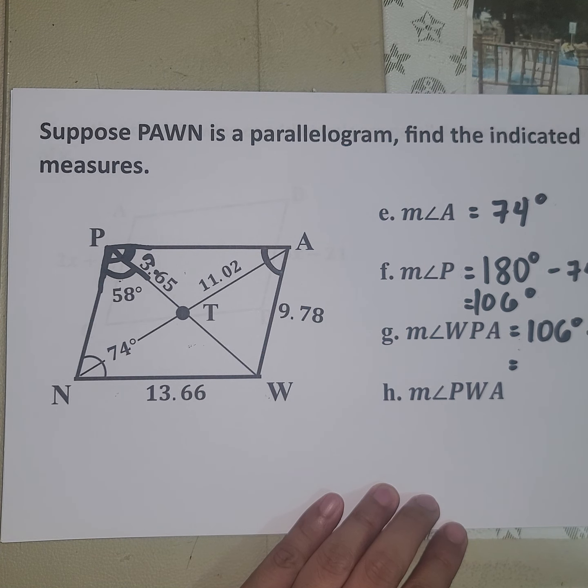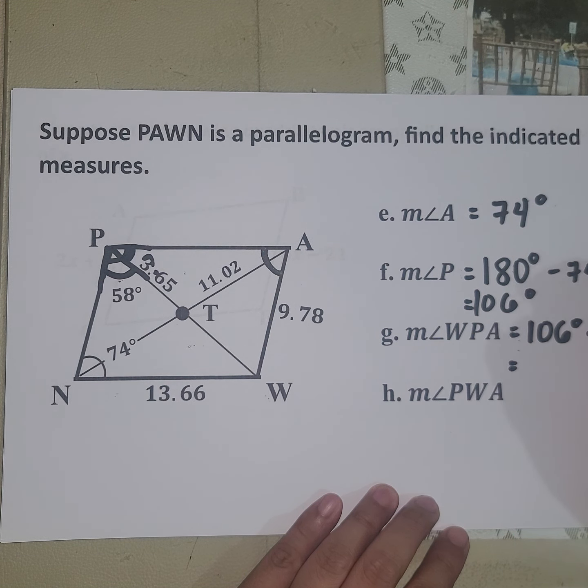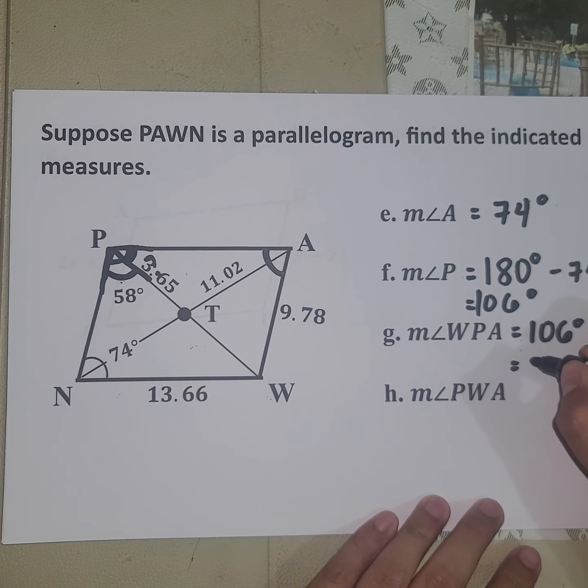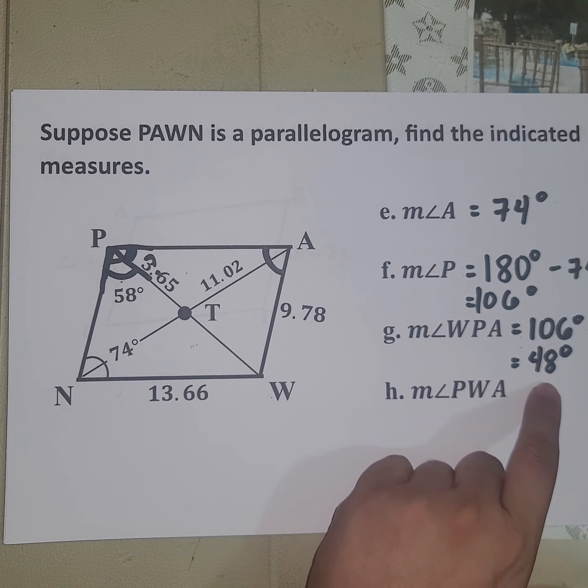Simple arithmetic. So, that is 106 degrees minus 58 degrees, that is 48 degrees. Okay? 48 degrees. The measurement here of WPA is 48 degrees.